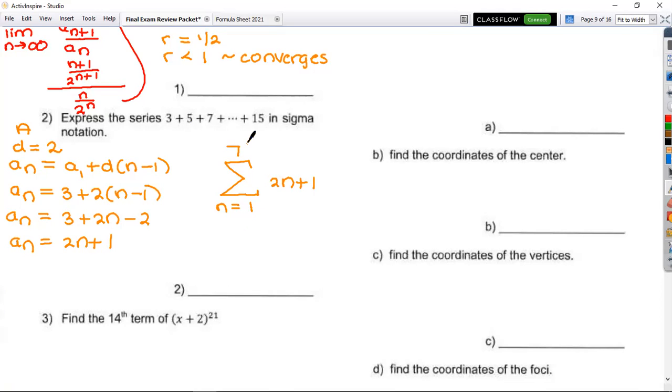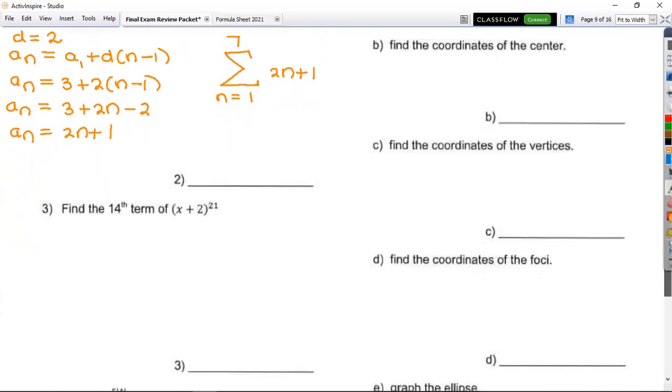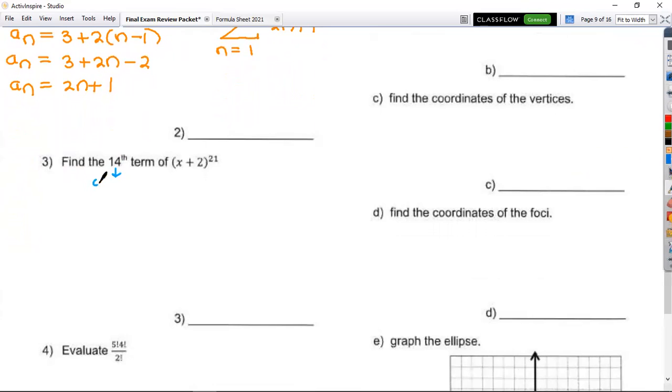Good there? Okay. So 13, find the 14th term of the binomial expansion. When you are asked for a particular term only, you're going to take this, and if you don't want to write everything out, this is always going to be one less. So I'm going to start this as 21 choose 13.